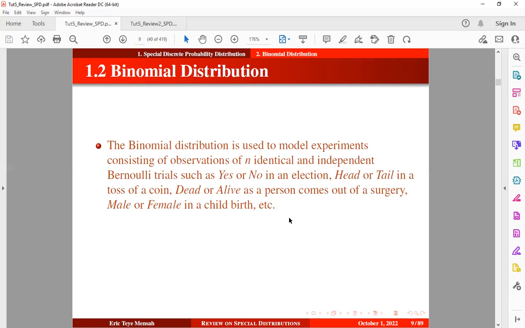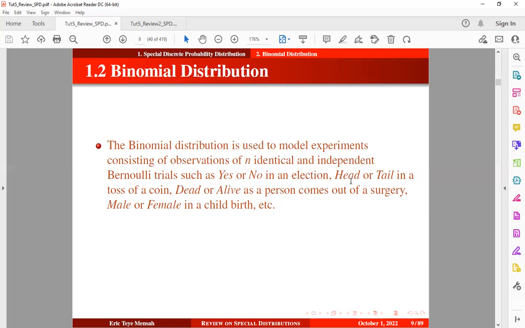Okay, so yeah, we are not just looking at a single trial, but a finite number of trials of an experiment having two mutually exclusive outcomes. Okay, so for example, for Bernoulli, we just want to observe yes or no in an election, but for binomial, we want to observe yes or no in, let's say, 10 elections or 20 elections. Okay, for Bernoulli, we can also observe a head or tail in a single toss of a coin, but for binomial, we want to observe a head or tail in a toss of, let's say, 10 coins or 20 coins, okay?